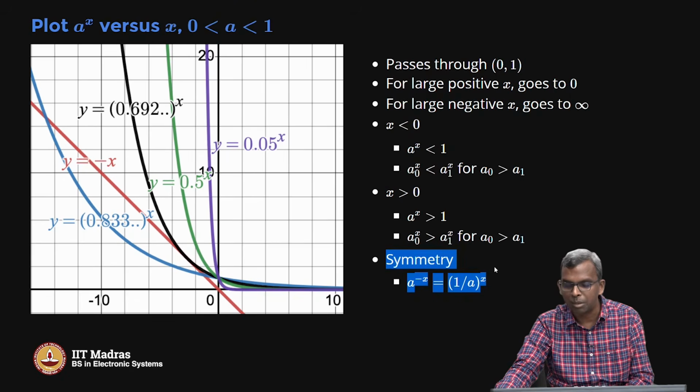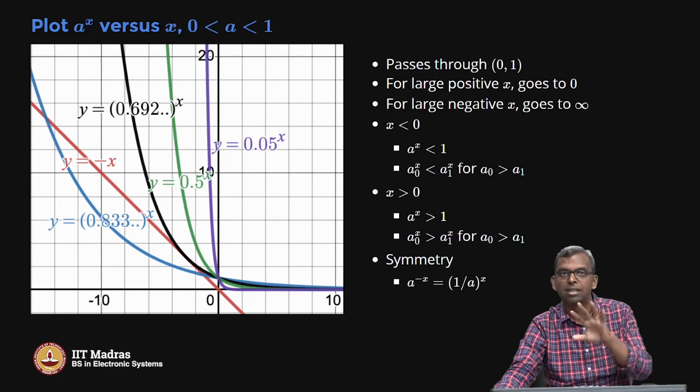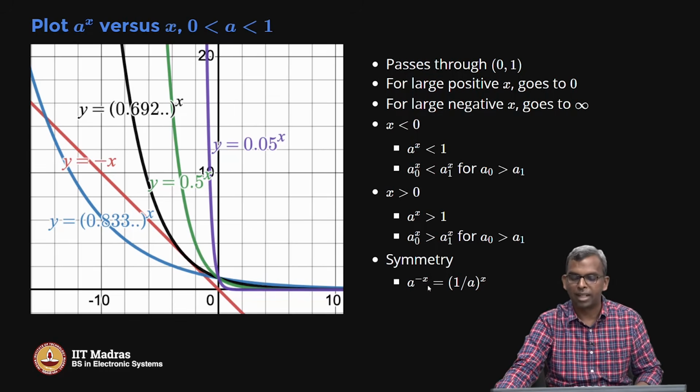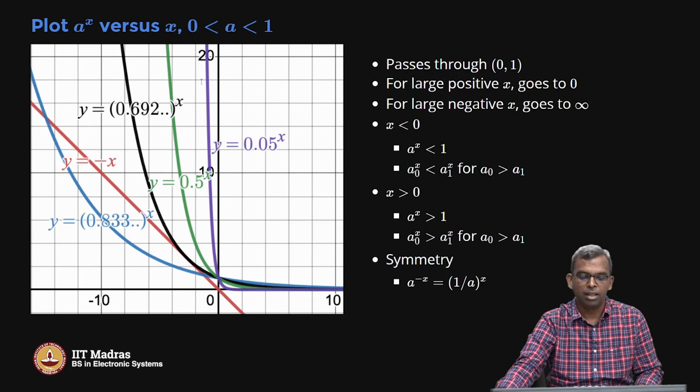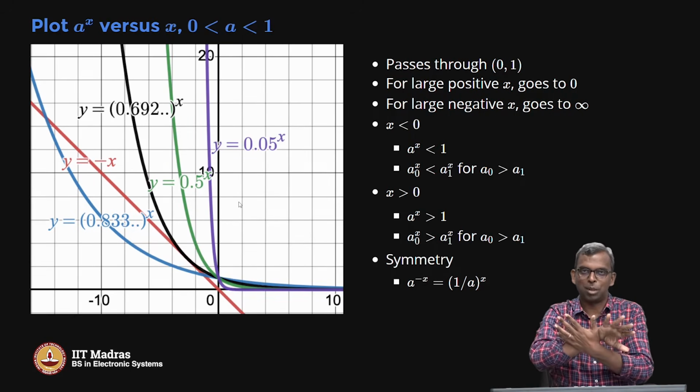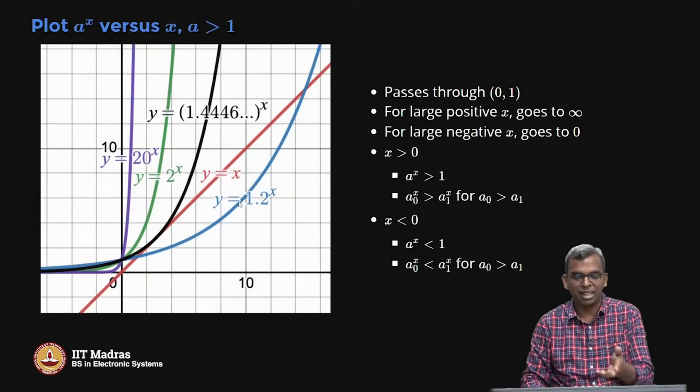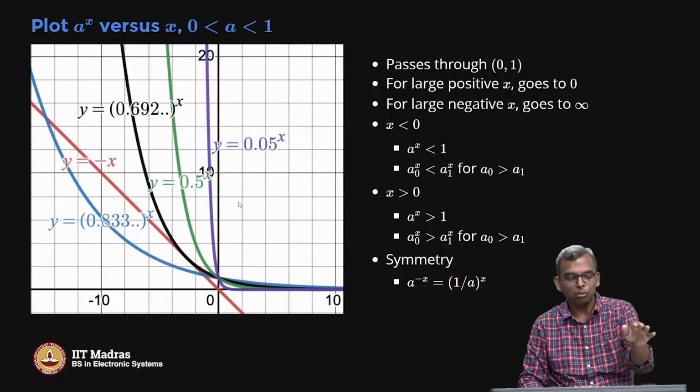I'm calling it a symmetry here, but the base changes. If you have a power minus x, it is symmetric to 1 by a power x. Since a is less than 1, 1 by a will be greater than 1. So a power minus x is 1 by a power x, or a power x is 1 by a power minus x. So you take 1 by a power x and then flip it around the y-axis, you will get a power x. So that's the idea behind this symmetry. Everything will do this reflection about the y-axis. Whatever we had here, you reflect about the y-axis, you will get this picture.